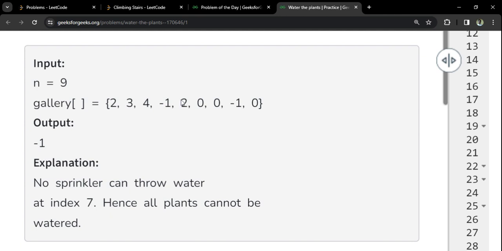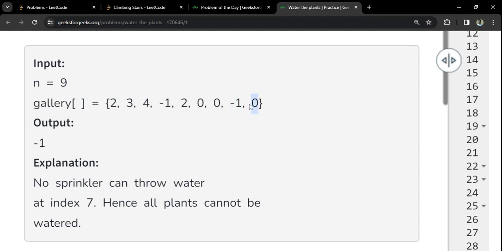Similarly, if you look at these two, they will also be able to water only till here. This 4 also can water only till here. None of them can water this particular position. It is -1, which means there's no sprinkler here. It needs a sprinkler from a neighboring partition to water it. It does not have a sprinkler on its own.